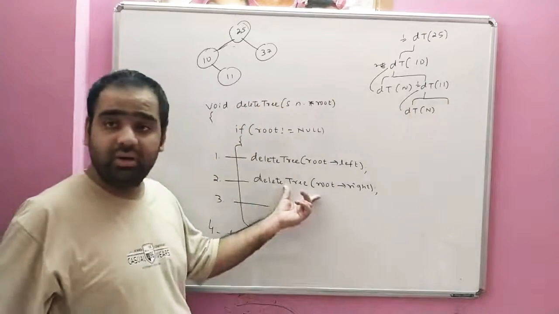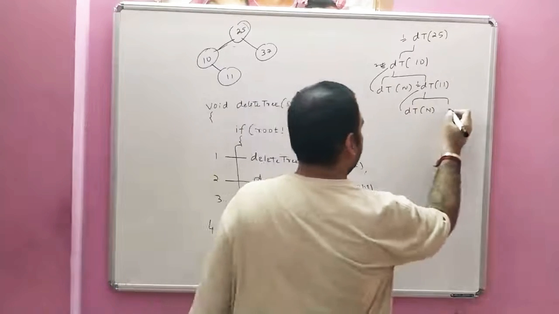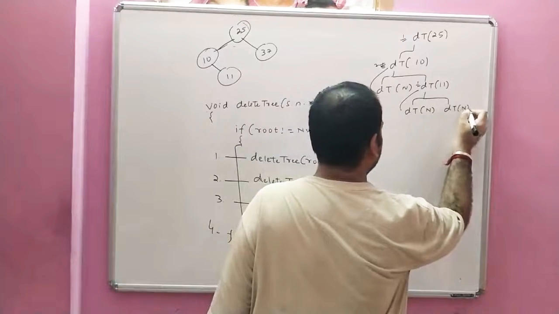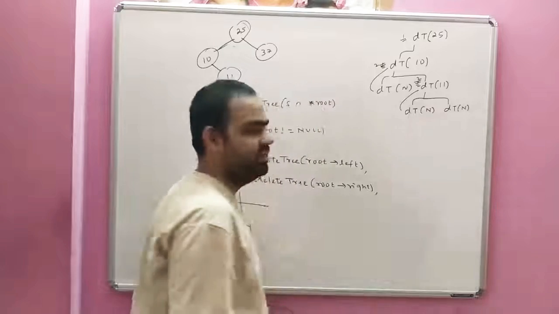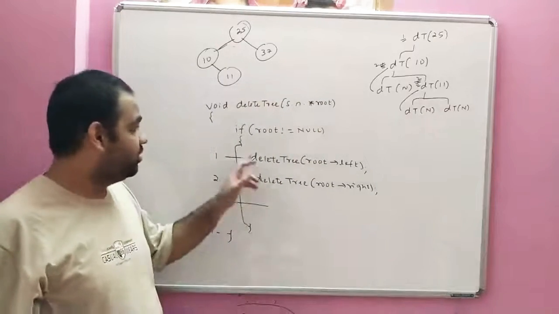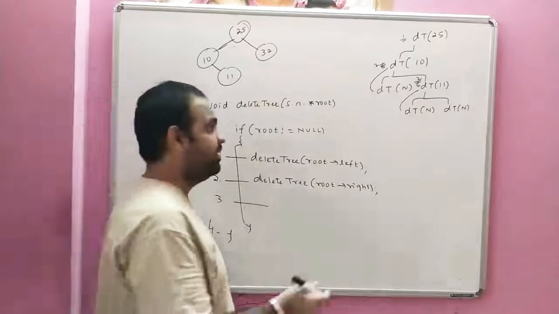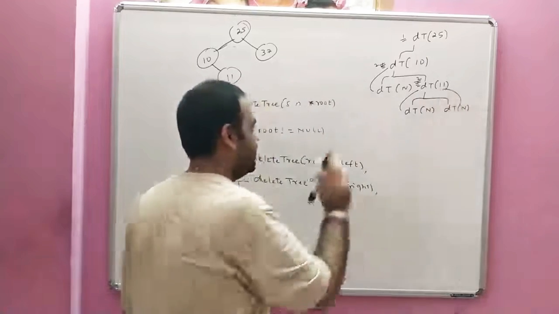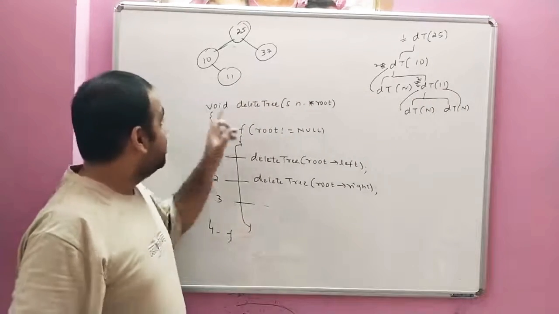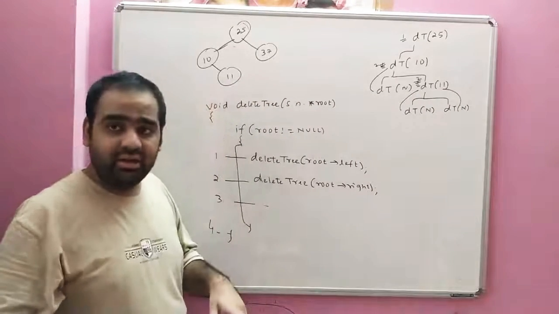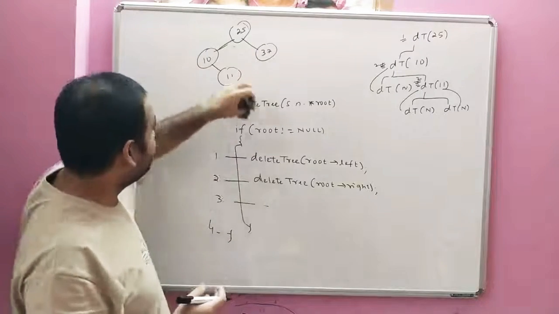Execute line number 2. Delete tree of root arrow right. Now what is 11 arrow right? 11 arrow right is null and the return line number is 2. Null not equal null is false. Again you execute line number 4. You return. Where to return? Line number 2. Done. Now LHS tree is deleted, RHS tree is deleted. Now this 11 should go.